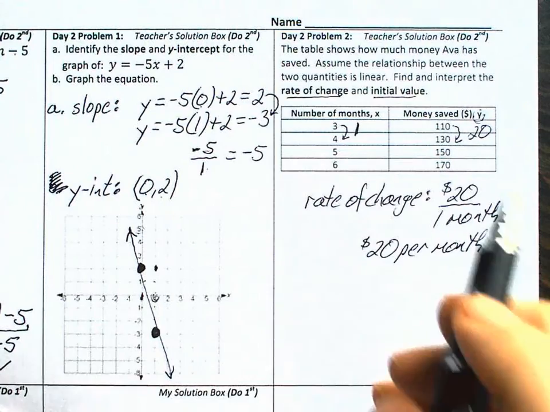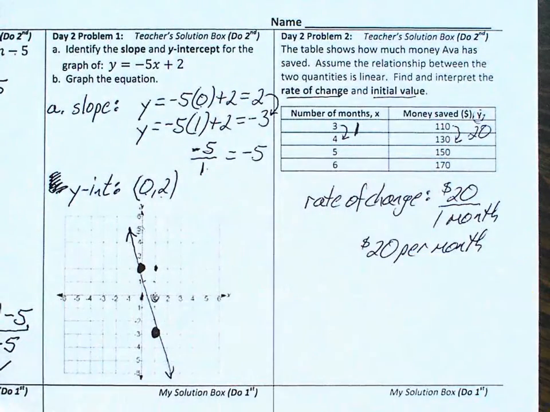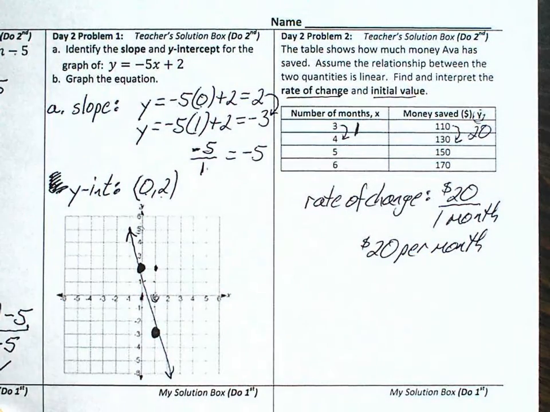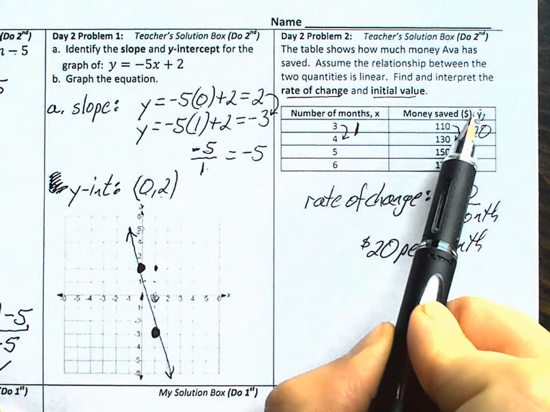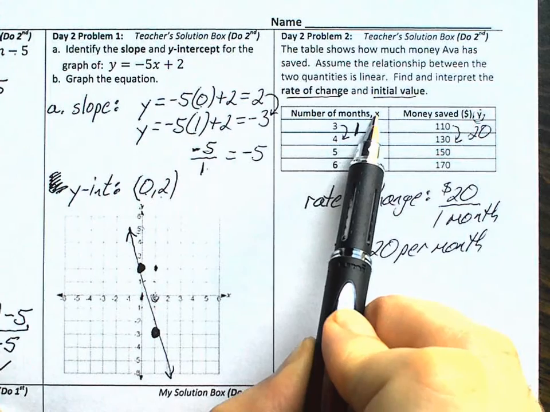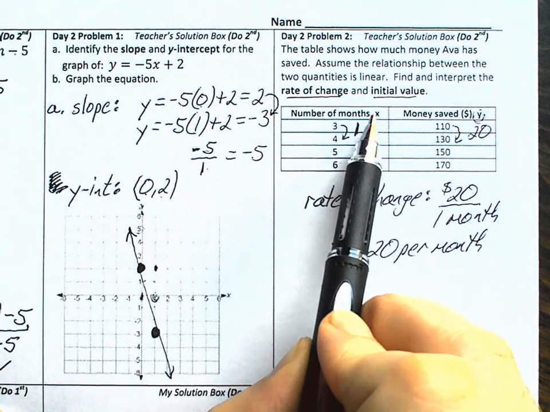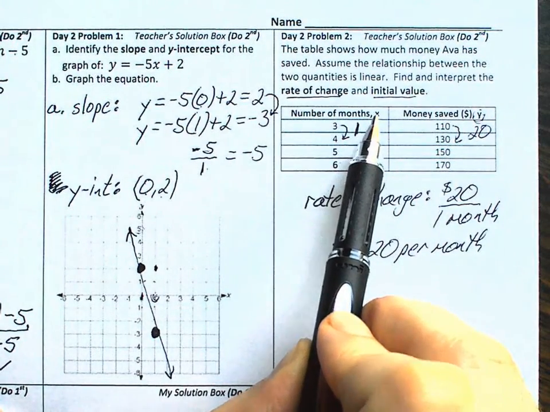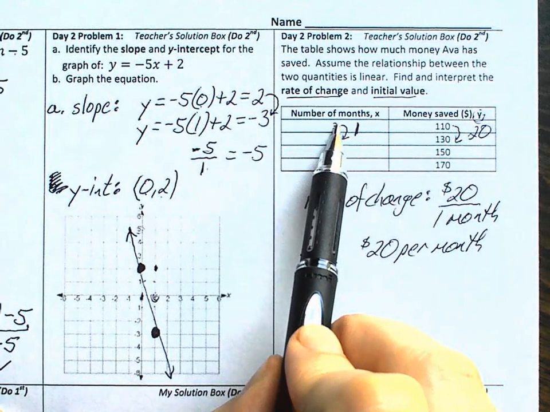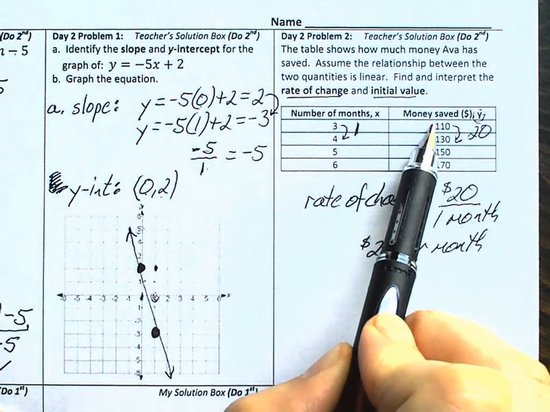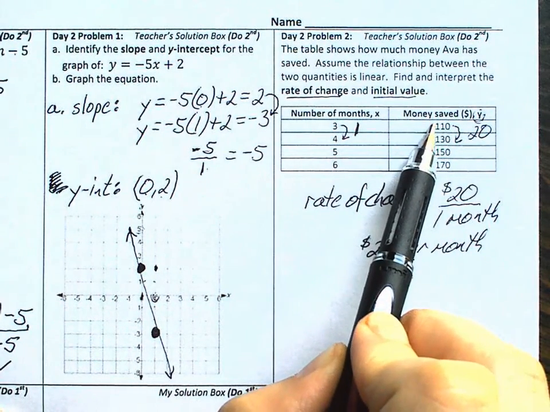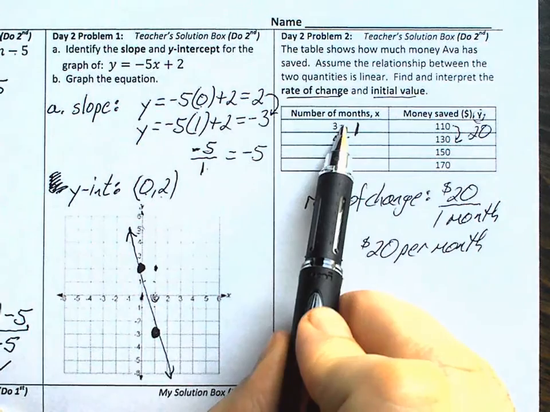Now the other thing we're asked is, what's the initial value? How much money did Ava have initially, or to start with, before she started saving? Okay? That's asking us, what's the value of y? How much money does she have when the value of x is 0, when no time has gone by at all? But unfortunately, the table doesn't begin with a row that has a 0. If it did, whatever the number over for y is would be the initial value. But it doesn't start there. It starts in the 3rd month.